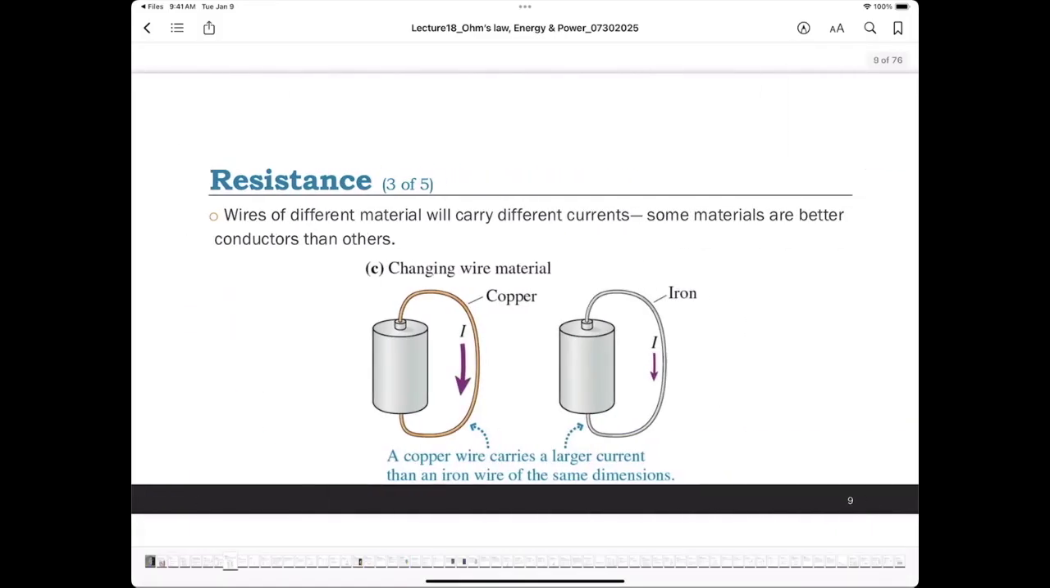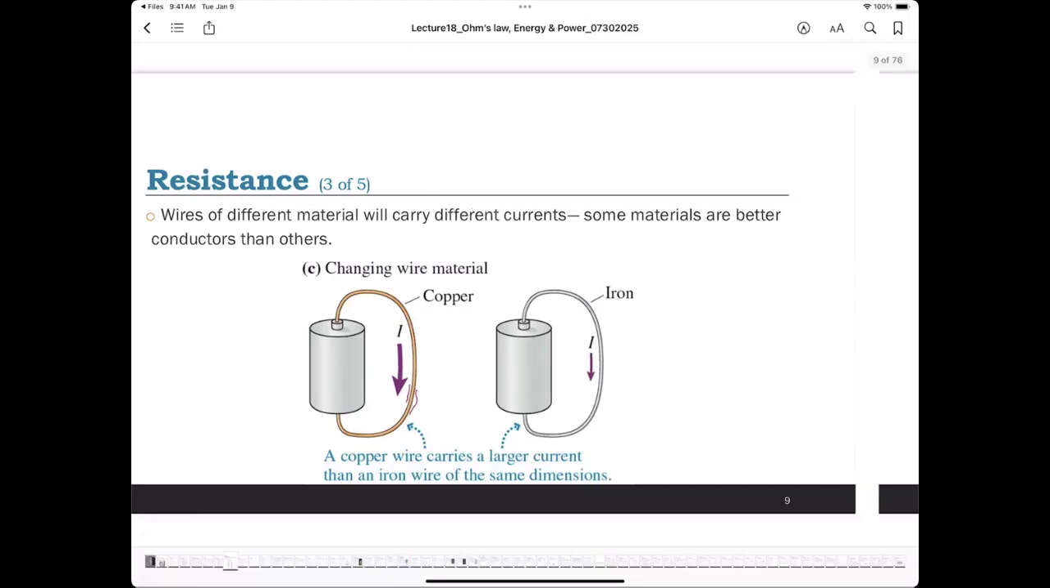Wires of different material will carry different currents. Some materials are better conductors than others. For example, a copper wire carries a larger current than an iron wire of the same dimensions. If you are familiar with electric things, you will know that in our house the wire is usually copper wire, not iron wire, because the copper wire can carry a larger current.